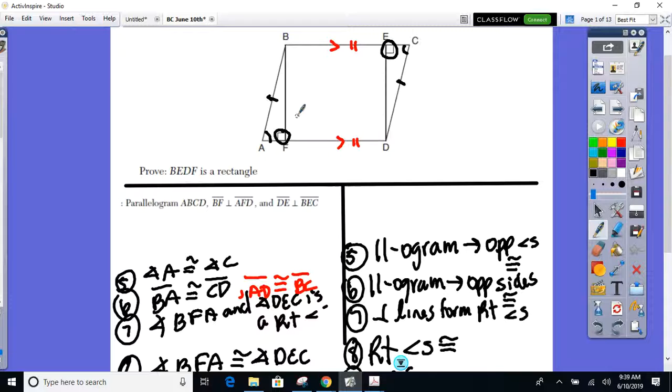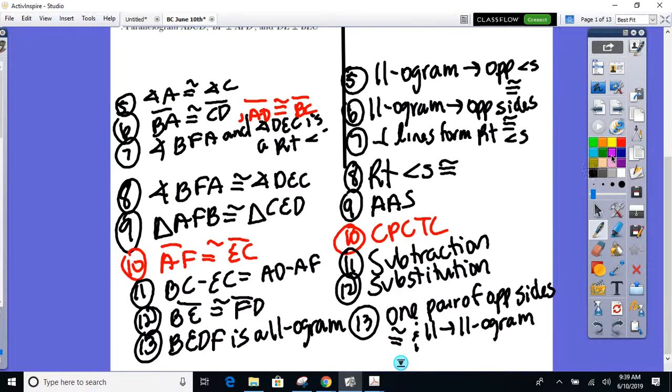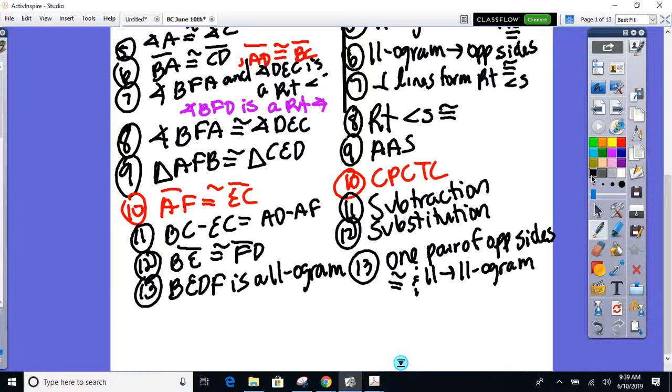BFD. BFD is a right angle. I could probably stick that in this reason here because it's got the same angles. So BFD is a right angle. Want to write an extra step? That's fine. The reason is going to be perpendicular lines form right angles. And then finally, yes, step 14. I think it was a 14 step one, depending on which one's in. BEDF is a rectangle.